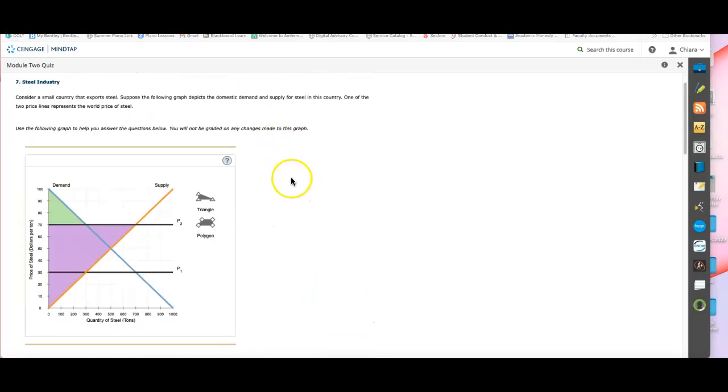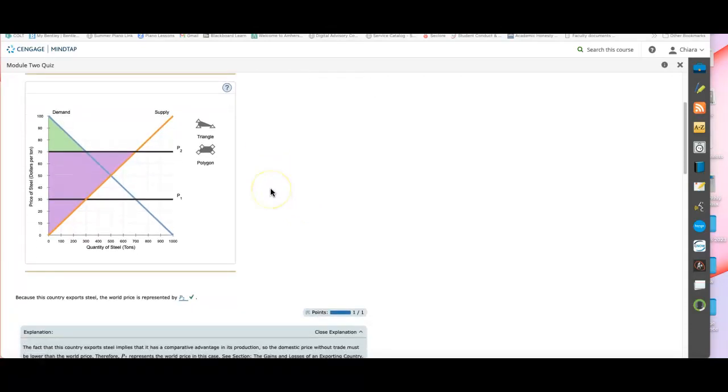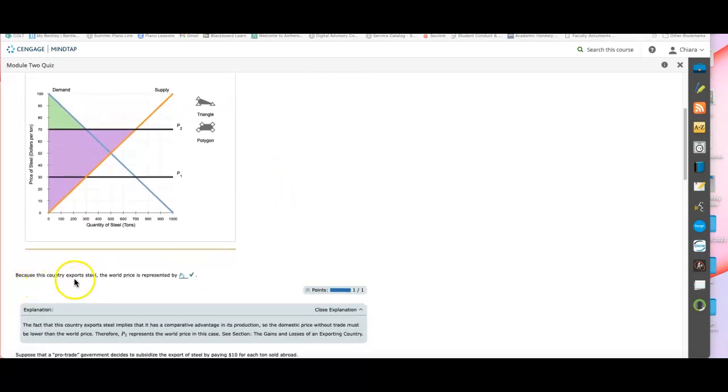Okay, so the last question is going to be question number 7 about the steel industry and what happens when the government gives subsidies. I already have answered this question, so we're going to have to work with the answers already put in. But because the country exports steel, the world price is going to be the price above the equilibrium price. I'm actually going to get rid of this so we can see it properly. Let me put it back here. And I'm going to put this back here, and we're going to use it again after.